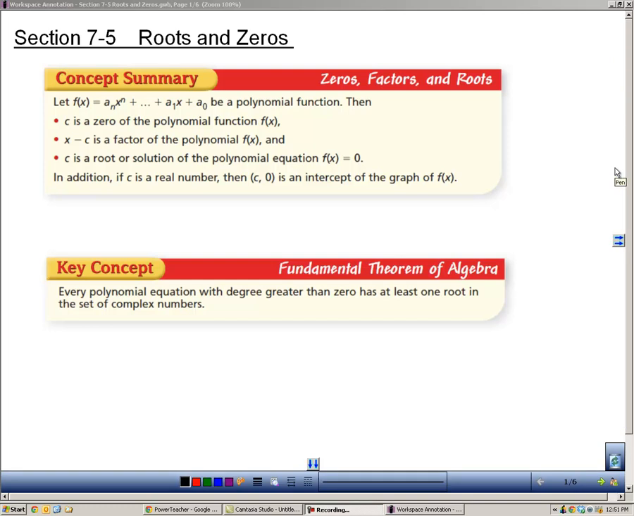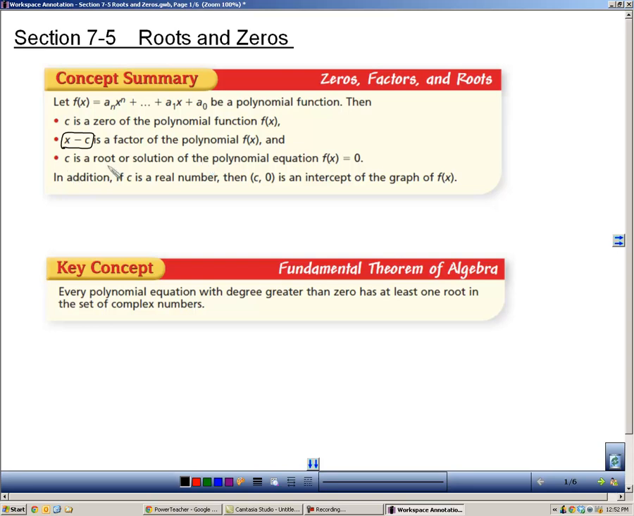Section 7.5 is about roots and zeros. This concept summary gives us a lot of information about polynomial functions and some things we can say about them. If you're given a polynomial function, first of all, if we say that c, some value, is a zero of that polynomial function, then we also say that x minus c, that binomial, is a factor of the polynomial function, which means that binomial can be factored out of that polynomial function.